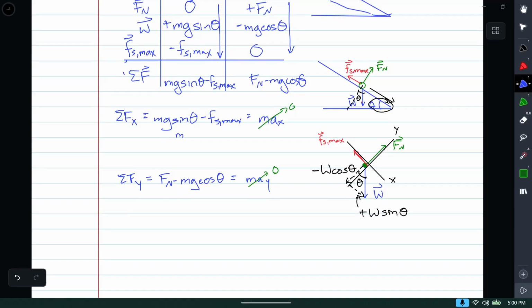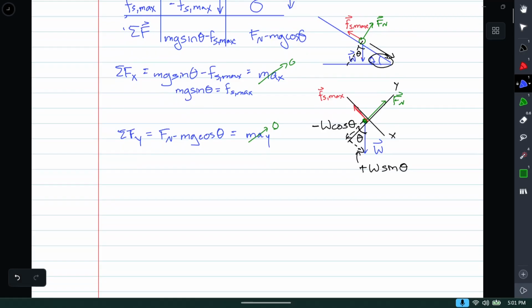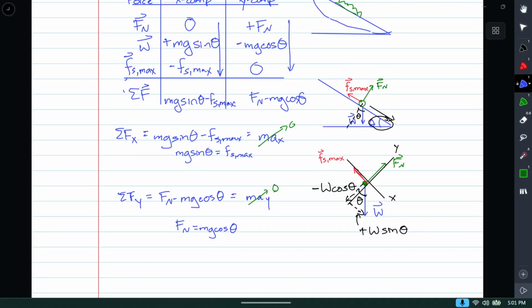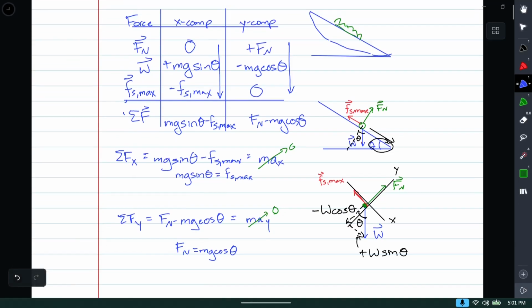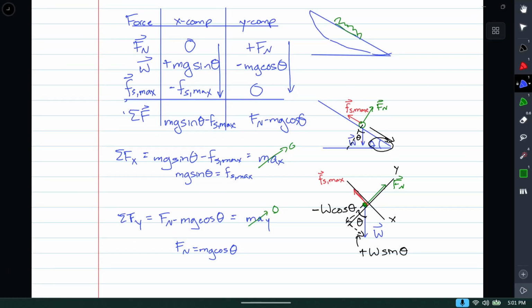So I've got these two equations. Mg sine theta is equal to Fs max, because if the whole right-hand side is 0, I can just move the negative stuff over to the other side. Same here. All right, so I've got those two to work with. And now is about where I would start wondering what I'm trying to find. And I'm trying to find that angle theta.